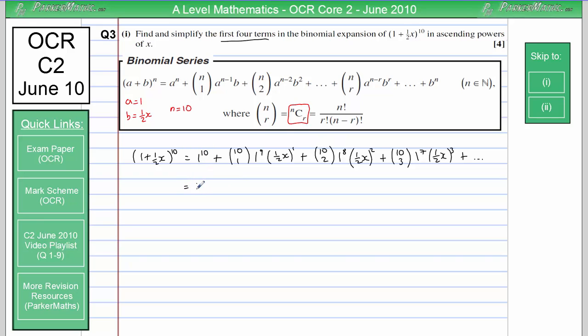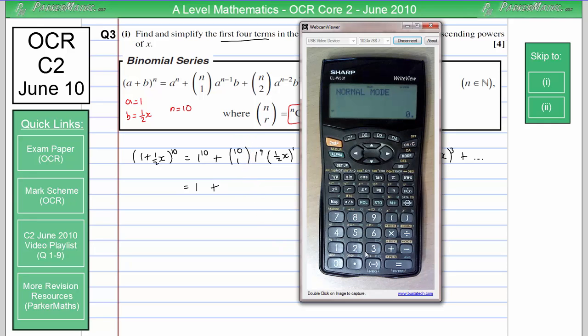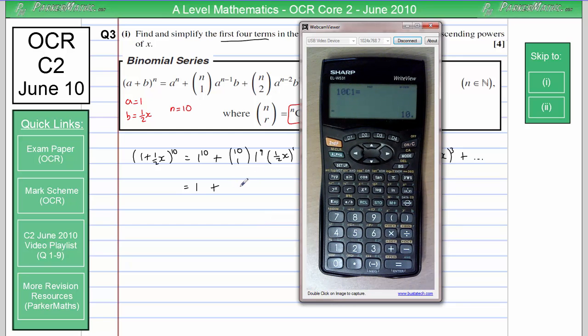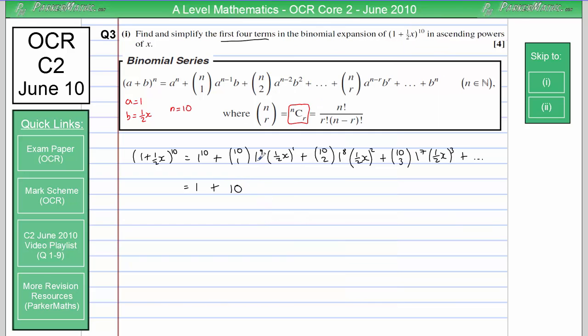1 to the power 10, that's just 1. Now we'll have a look at how we do this 10 choose 1 on a calculator. So on the Sharp model of calculator, I'm looking for this button here. You can see it says nCr. It's above the 5 key on this calculator. And to input it, I do 10, then I press the shift and the choose button, and then I press 1 and it says 10C1 and that gives me 10. So I'm going to get 10 multiplied by 1 to the 9, that's just 1, multiplied by ½x.